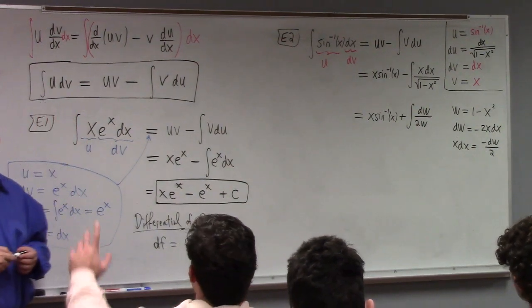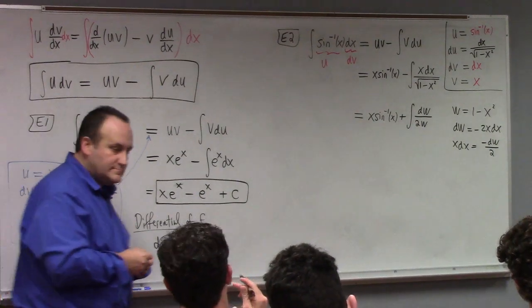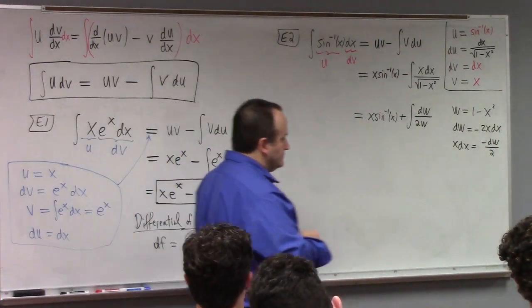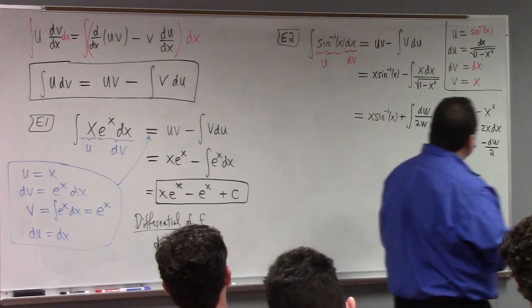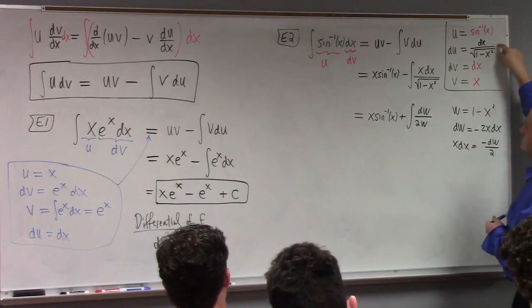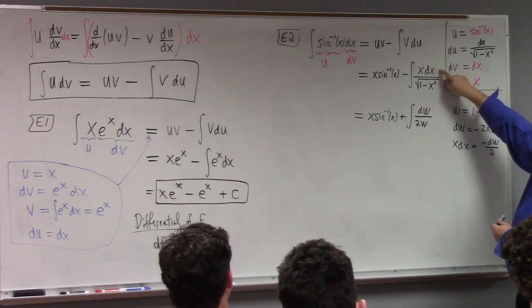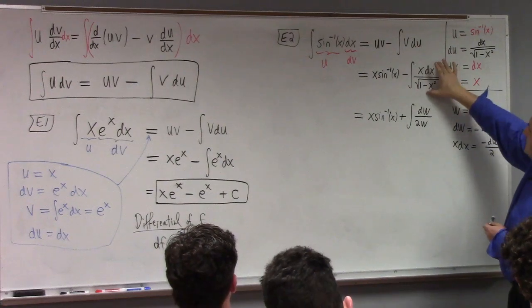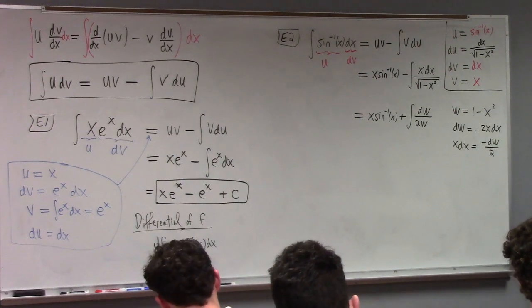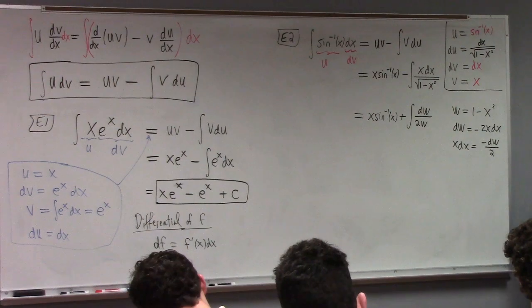Why do you have x dx over the square root of 1 minus x squared? Isn't that just supposed to be x over that, since it's just v du? The v is the x and the du is the, yeah. It's all good.